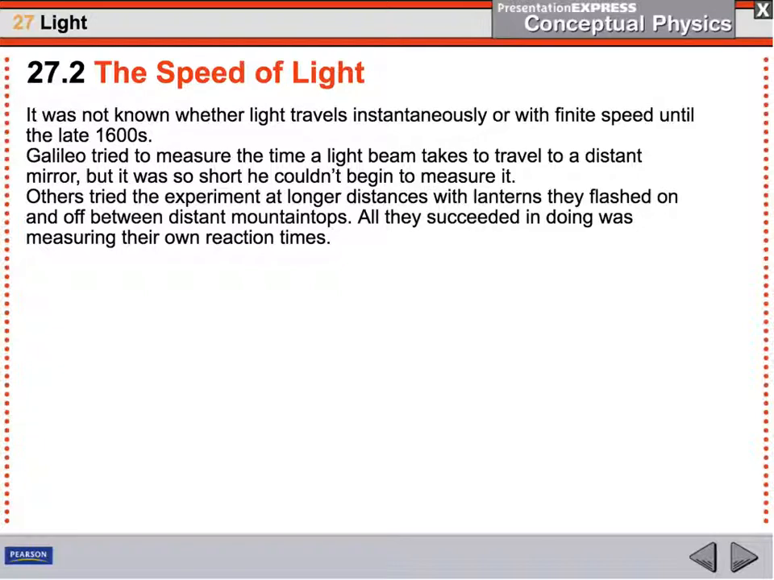It was not known whether light travels instantaneously or with finite speed until the late 1600s. Galileo tried to measure the time a light beam takes to travel to a distant mirror, but it was so short he couldn't begin to measure it. Others tried the experiment at longer distances with lanterns they flashed on and off between distant mountaintops. All they succeeded in doing was measuring their own reaction times.